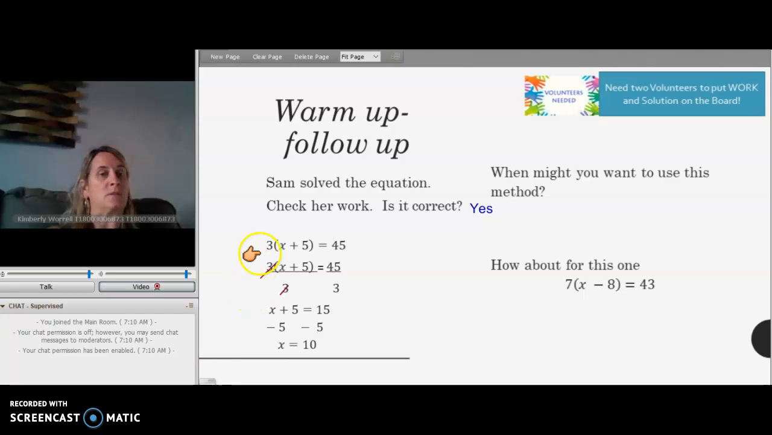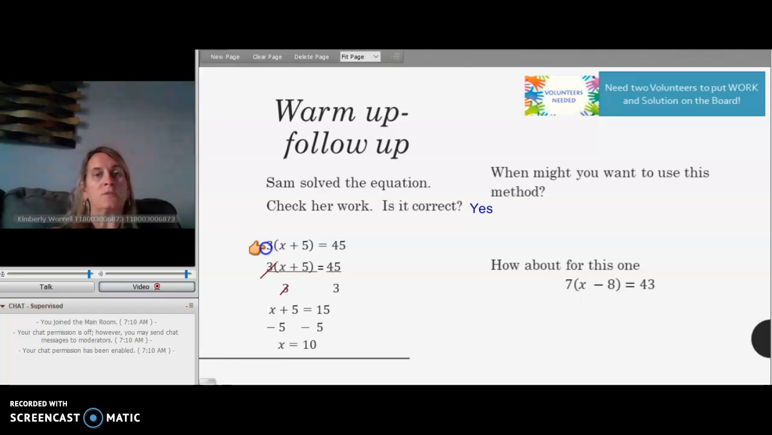So in this case, they didn't distribute. They got x plus 5 equals 15. 45 divided by 3 is 15. And now, again, we still have to do at least one more step. We have to subtract 5 from both sides, and we got x equals 10. So this is a second way that you could solve this particular equation.